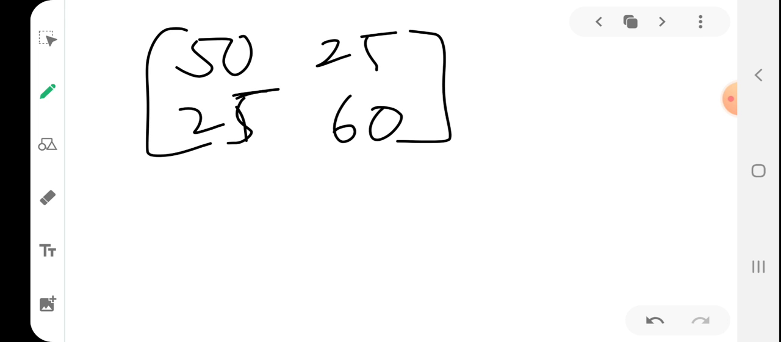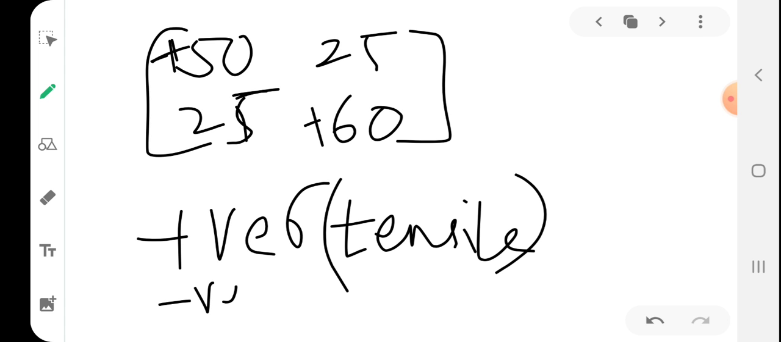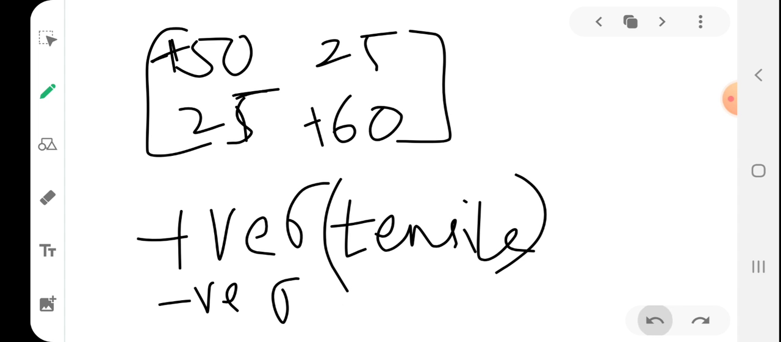Suppose this means that both sigma x and sigma y are positive. Suppose there may be cases where either sigma x or sigma y or both can be negative. Positive means tensile stress. Okay, positive sigma is tensile, negative sigma is compressive. So that is the idea. I will do some problems, then it will be more understood. Okay, you don't worry about sign now.